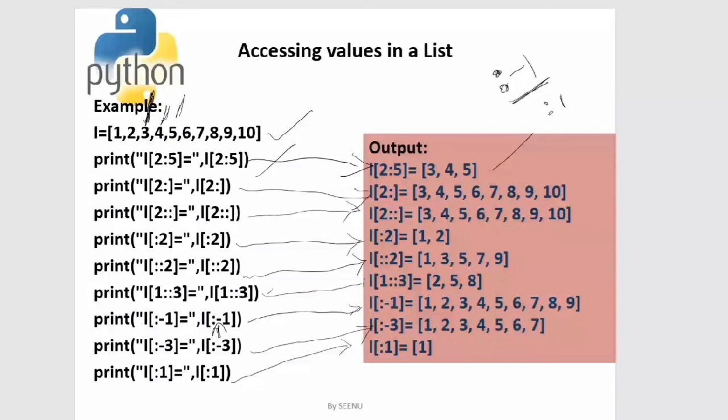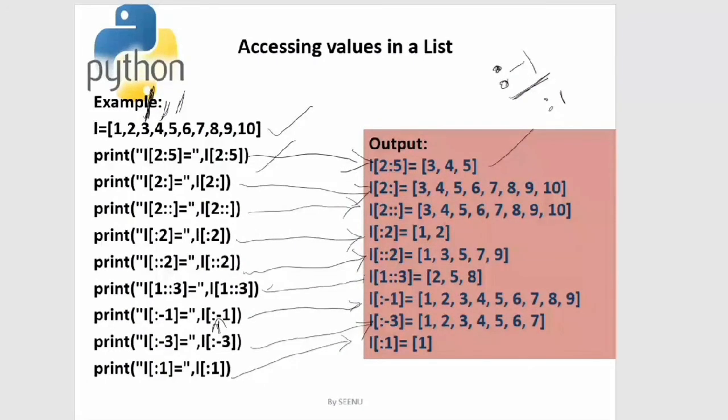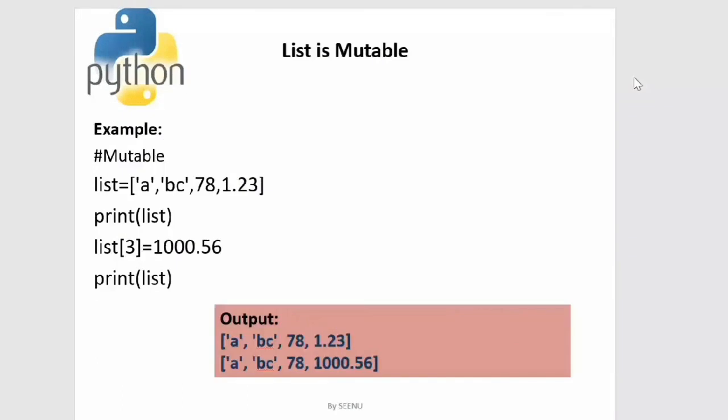Okay, so a list is mutable, which means that you can change the values at an index. This is at the 0th index, this is at index 1, this is at index 2, and this is at the 3rd index. At the 3rd index, there is 1.23. When I declared and initialized the list, the value at index 3 is 1.23. But in the middle of the program, I have changed it to 1000.56. So this is called mutable. You can change the values of the object.